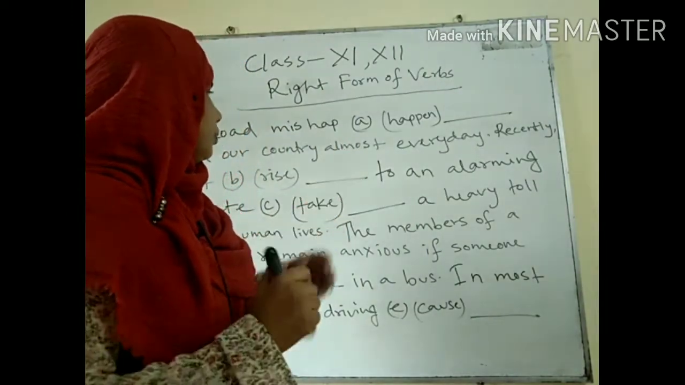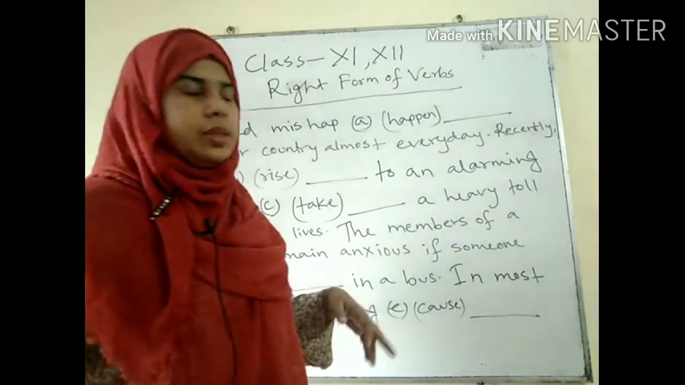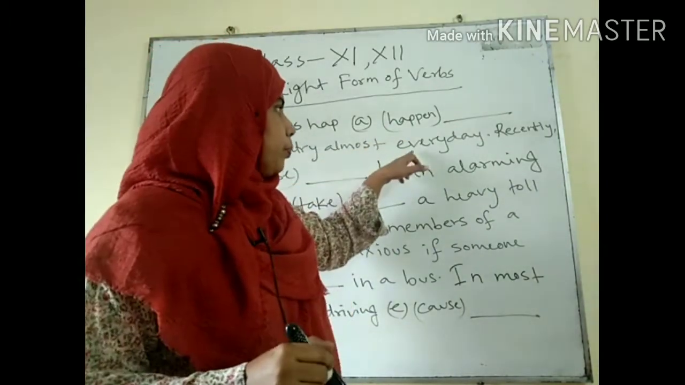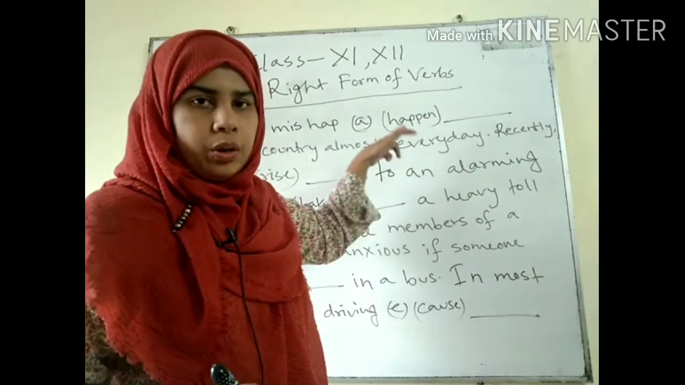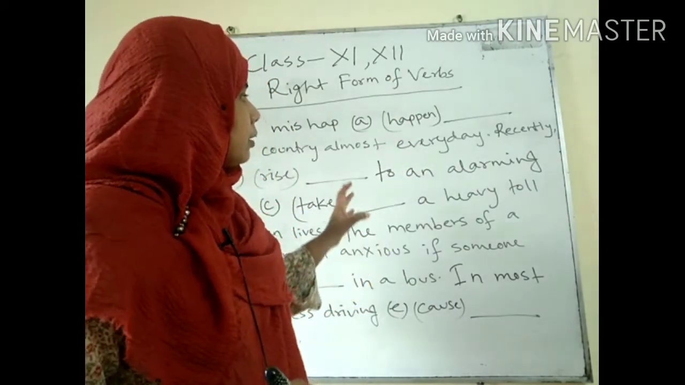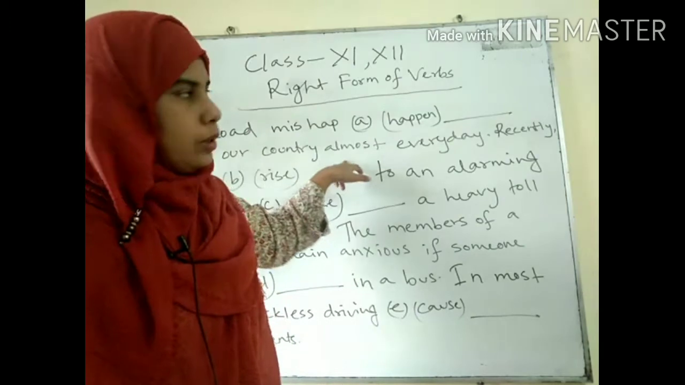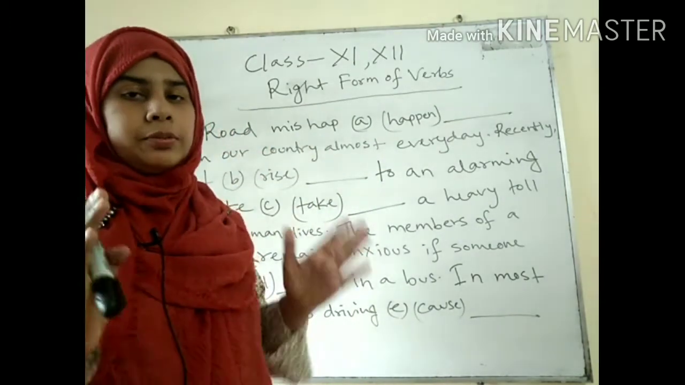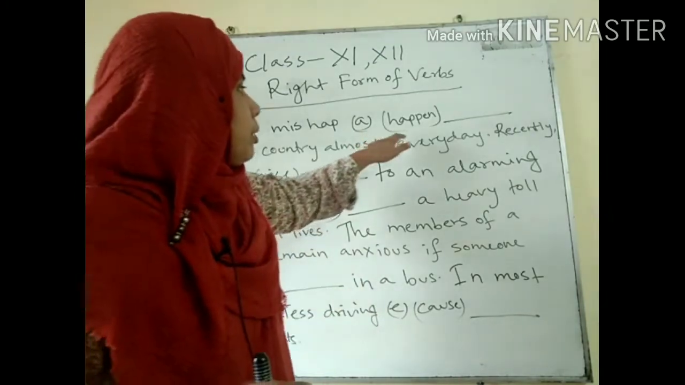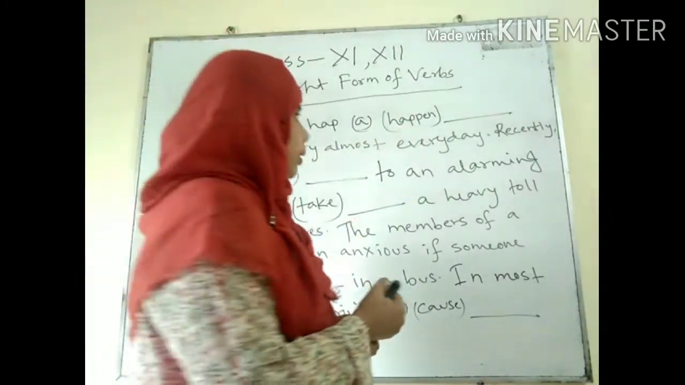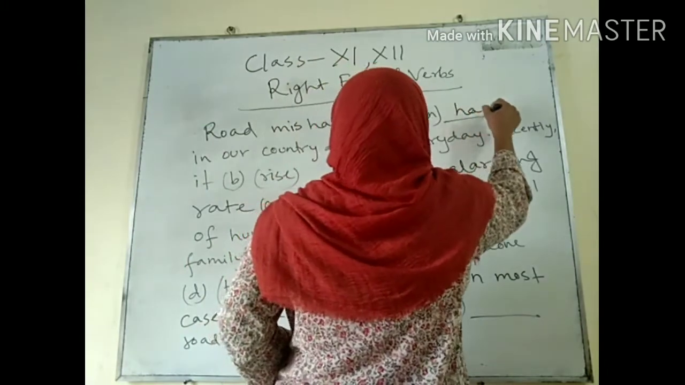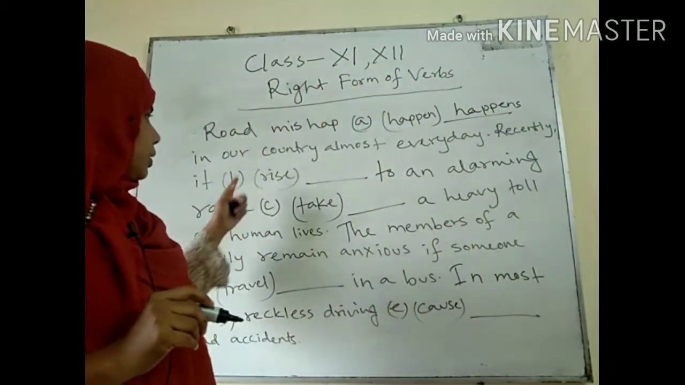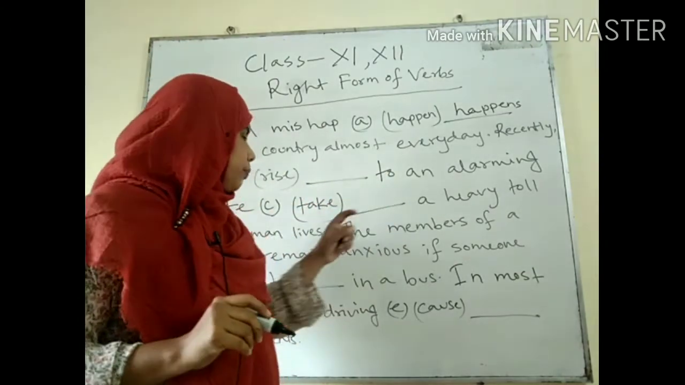Okay, second one. Road mishap, which means road accident, happen in our country almost every day. If we find every day, always, we have to understand that the tense is in present indefinite tense. So, as road mishap is in third person singular, we will add s with the verb: happens. Road mishap happens in our country almost every day.